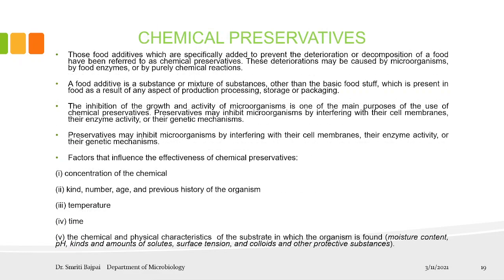Coming to the next and very important one, the chemical preservative. Different types of food additives will be added to preserve the food, and they will prevent the deterioration and decomposition of food items. These are known as chemical preservatives. The deterioration of food that is caused by microbes can be stopped or prevented by the use of these preservatives.